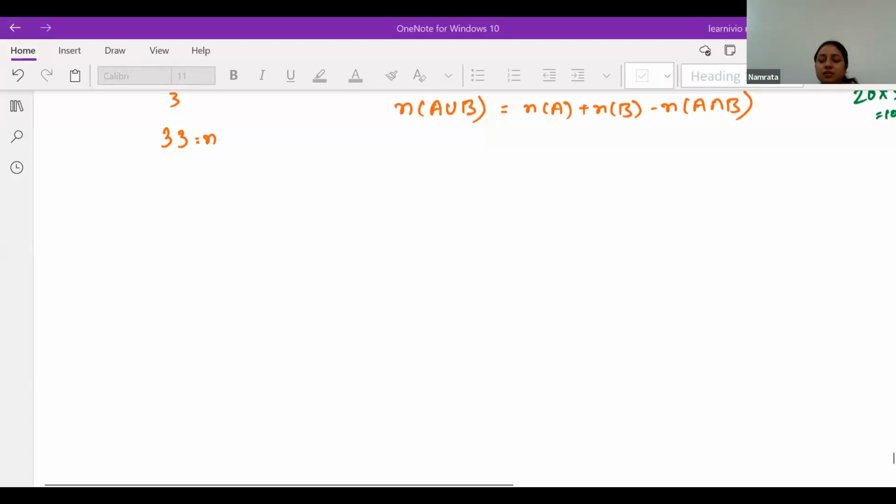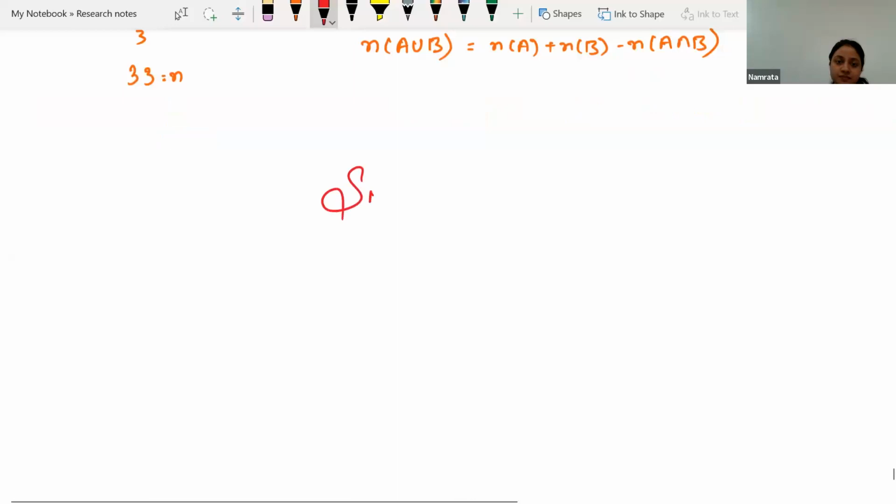Now we will see the concept related to sum of numbers. Let's see. Here what the formula says.